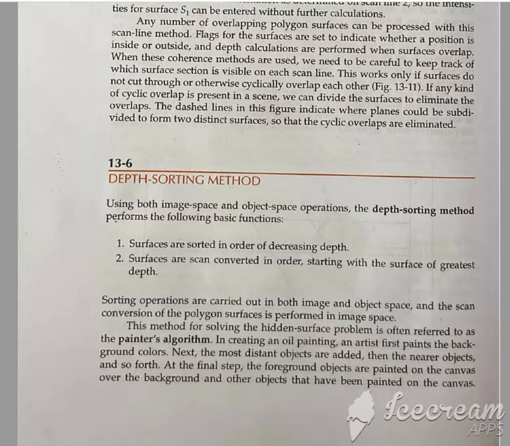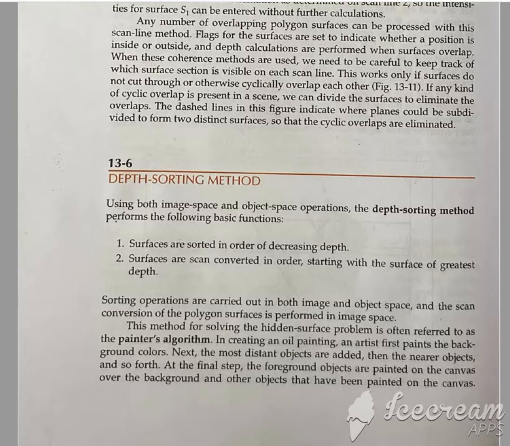And the two basic operations of the depth sorting method are: the first one is that surfaces are sorted in decreasing depth, and the second one is that surfaces are scan converted in order, starting with the surface of greatest depth. That is, the surface having the greatest depth is scan converted first. And this method is also called the painter's algorithm.